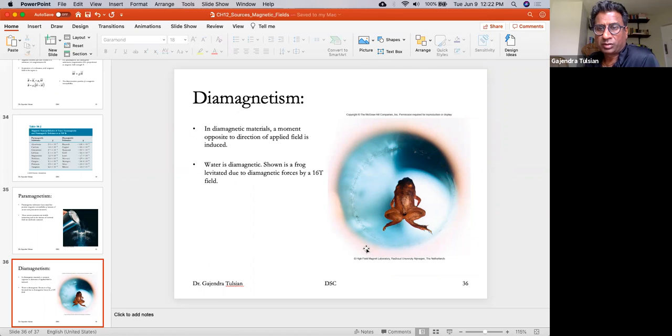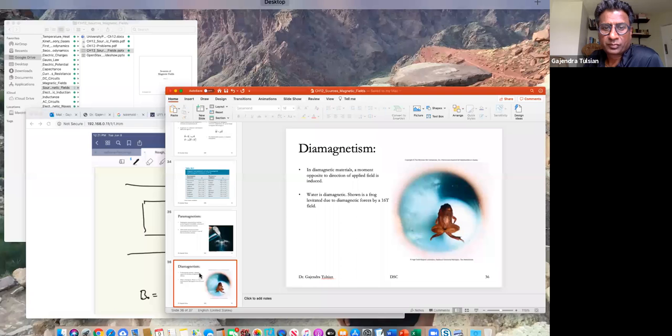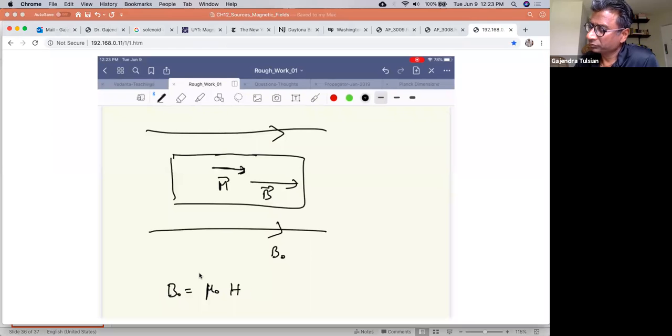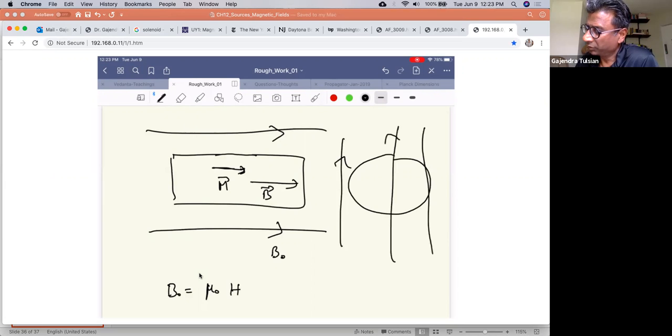So what this is showing you is a frog that was frozen in water. I mean, they did it for the experiment. And water is diamagnetic material. And they put this in a strong magnetic field. So there's that block of ice. Here's this strong external magnetic field, B0.